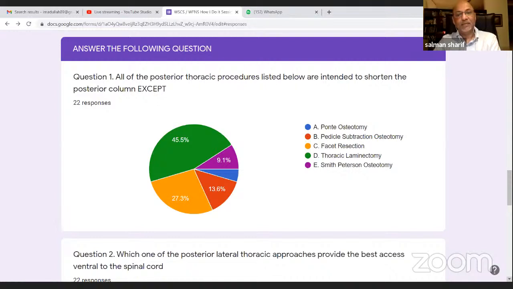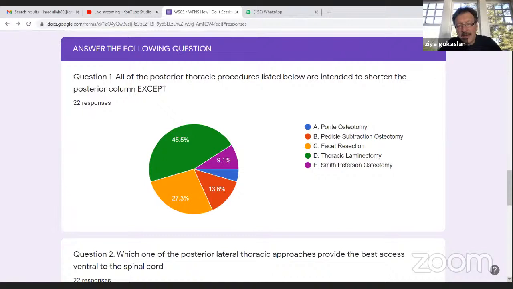The Smith-Petersen osteotomy is the same procedure in the presence of ankylosing spondylitis. And then you have pedicle subtraction osteotomy, which shortens not only the posterior column, but also the anterior column. But the thoracic laminectomy procedure does not help with shortening of the posterior column, so it does not contribute anything in terms of correction of the sagittal plane deformity.